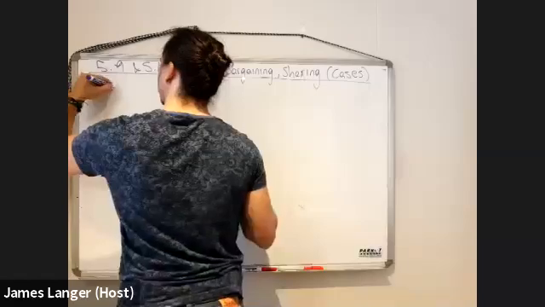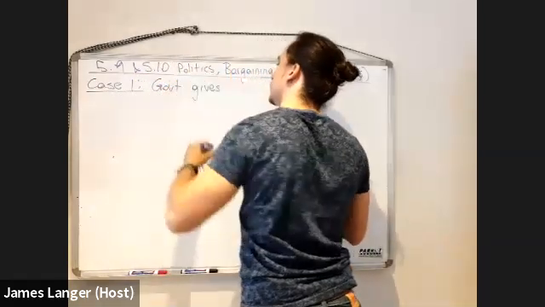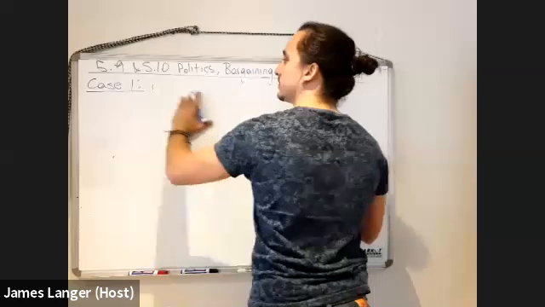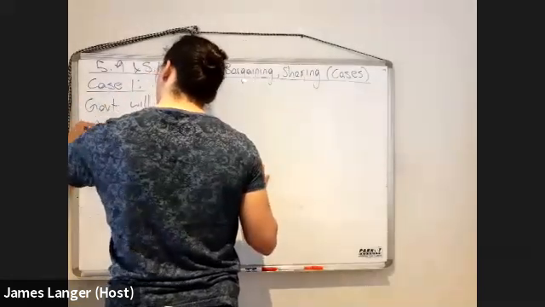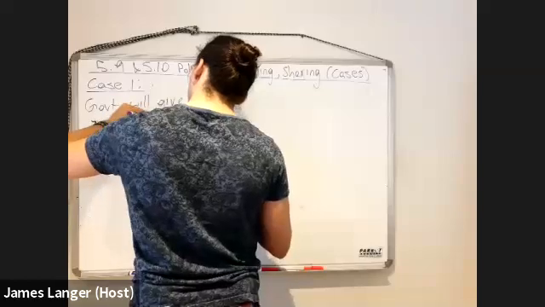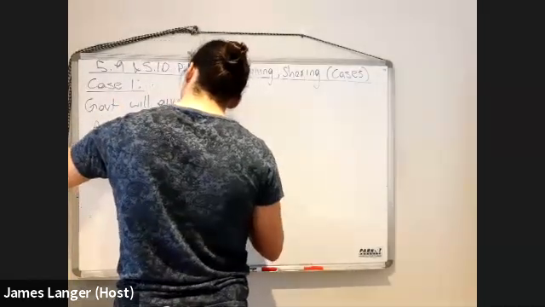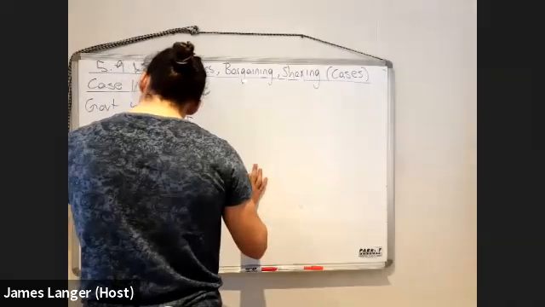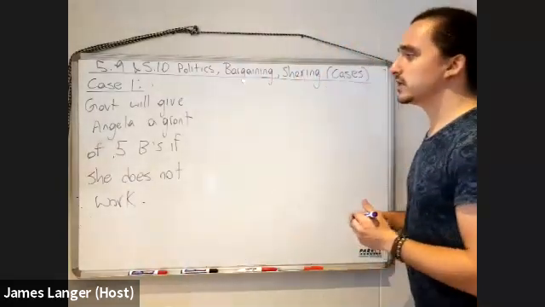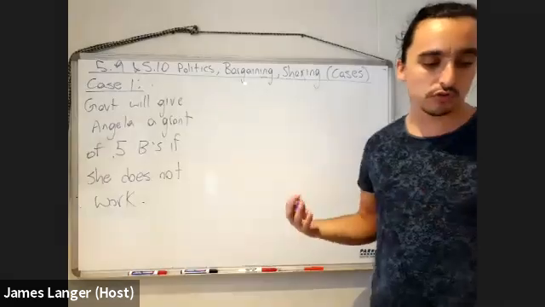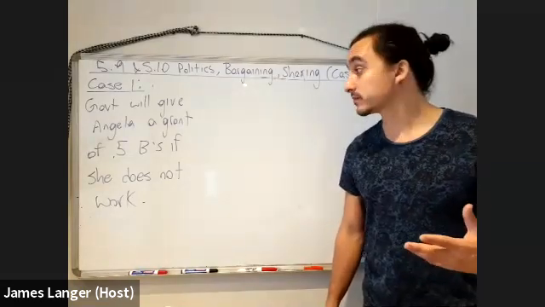Okay, cool. So let's say that, let's do the first one, case one. Government will give Angela a grant of 5 Bs if she does not work. Okay? So Angela is going to get given a grant of, I'm using a random number, 5. Okay? If she's not going to take the job.